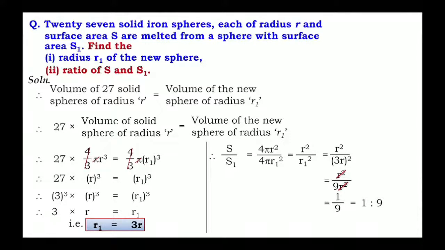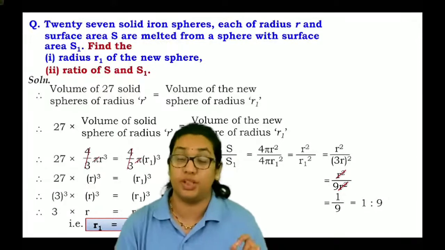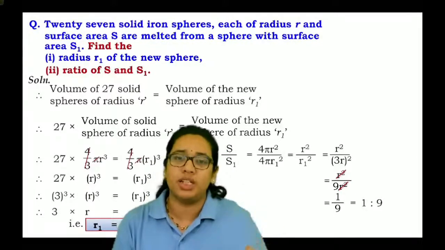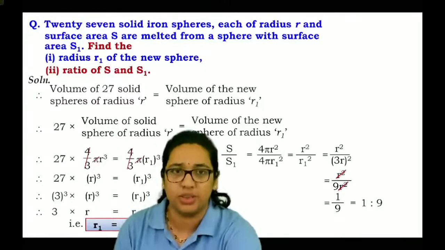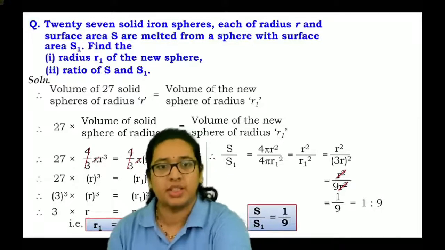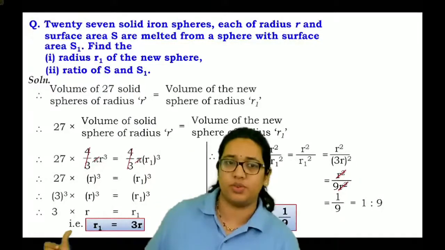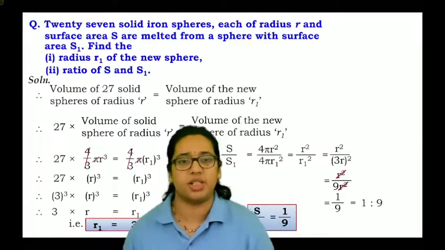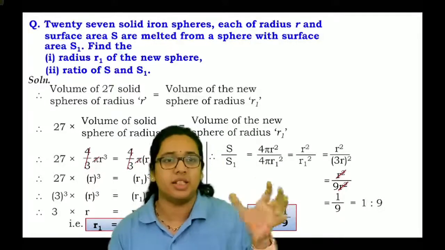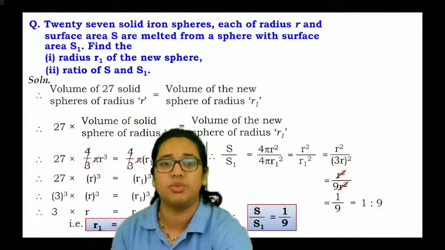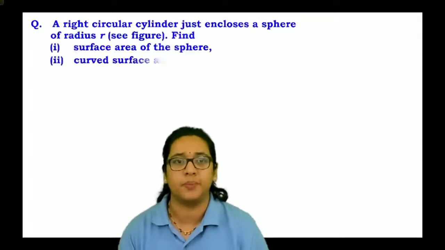If there is a question related to sphere, that is an easier one because it takes the value of R. Hence, first, the R1 you had to find out will be 3 times R. And the second question, the ratio between S and S1, will be 1 as to 9.